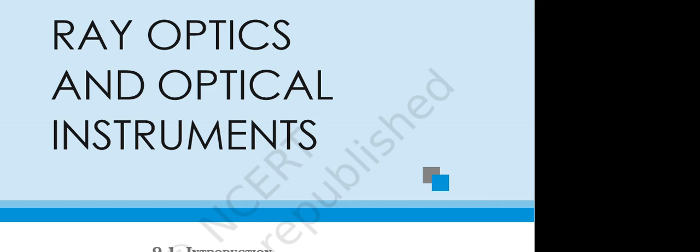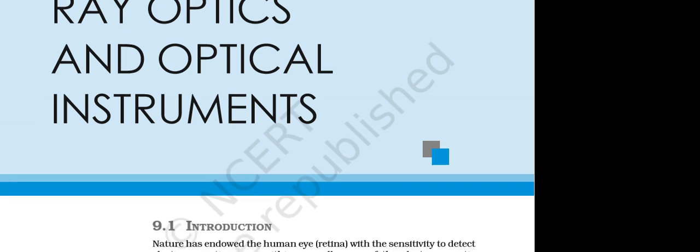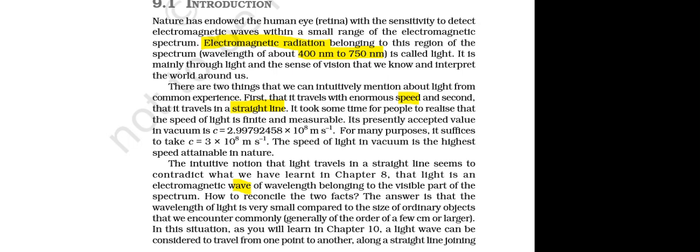Today I am going to start a new series, that is the line by line NCERT series. We are going to start learning about chapter 9 of 12th Physics, Ray Optics and Optical Instruments. Chapter 8 was about electromagnetic waves, and we have learnt the different categories of electromagnetic waves. So in this lesson we are going to learn about optics.